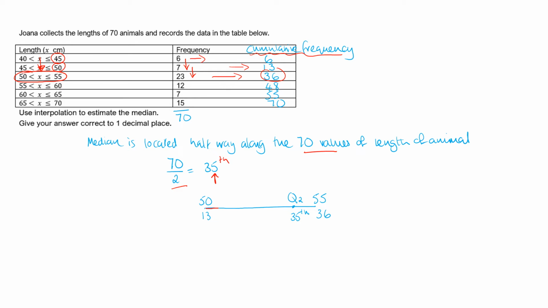So if we draw this line, and the thing that we're after, the median, which is Q2, is located between the 50 and the 55, and then we just need to proportionally reason where that is in the same point along the cumulative frequency. So by the time we've got to the end of the group above, there were 13 items, so that goes there, and then we added the 23 in to get, by the time we got to the end of that group, it was 36.